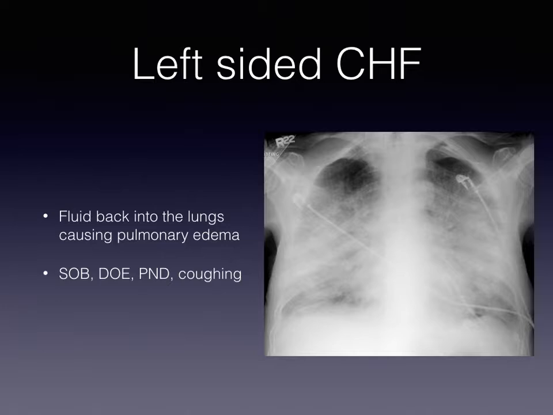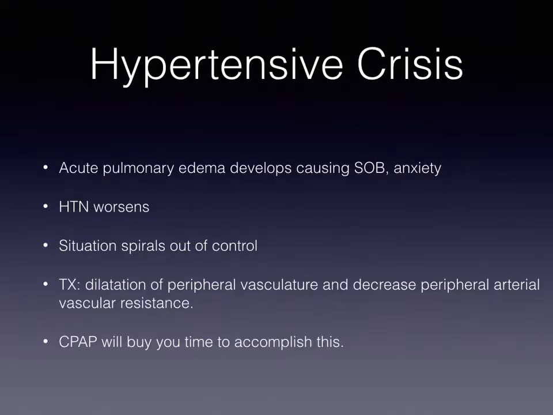If you have severe left-sided heart failure, that can also lead to right-sided heart failure. So these patients are going to present with shortness of breath, dyspnea on exertion, what we call paroxysmal nocturnal dyspnea, where they wake up suddenly short of breath in the middle of the night, and coughing. Now, the one thing you do not want to miss if you're out there practicing, especially in the middle of the night, is a hypertensive crisis.